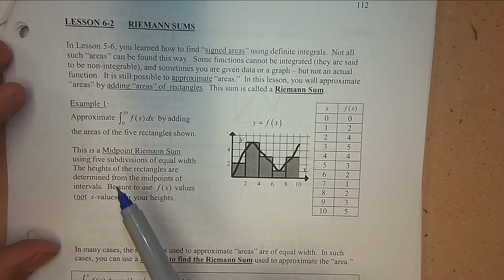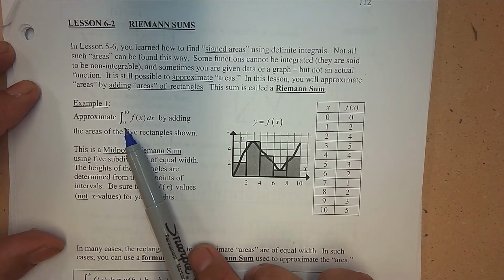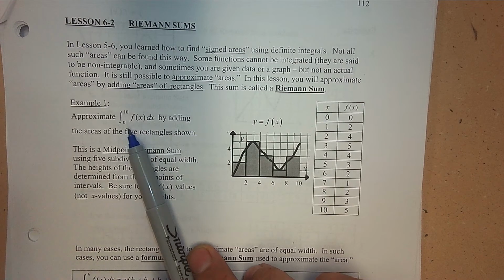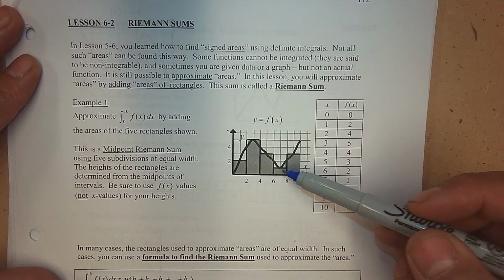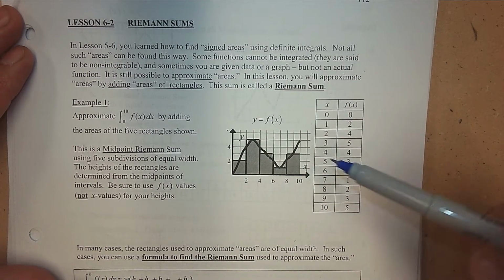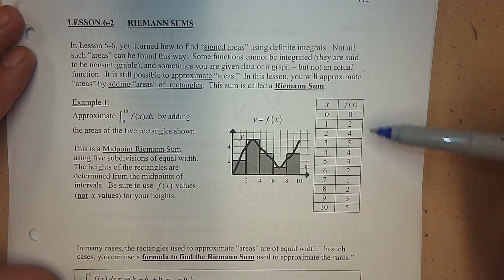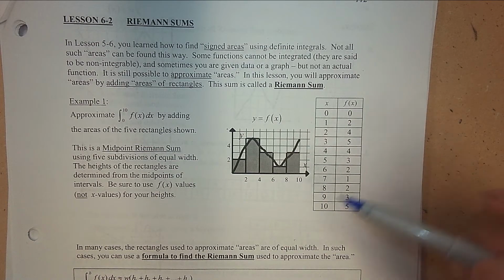Okay, so approximate, do you see the graph here? Approximate integrating from 0 to 10 by adding the areas of 5 rectangles, 1, 2, 3, 4, 5, and they're already drawn for you. If I look here, you can see a table of values where points are plotted, and that can help us know what the dimensions are that we're looking at.